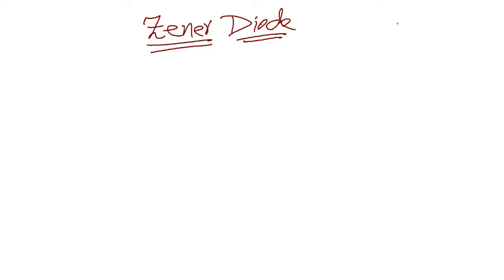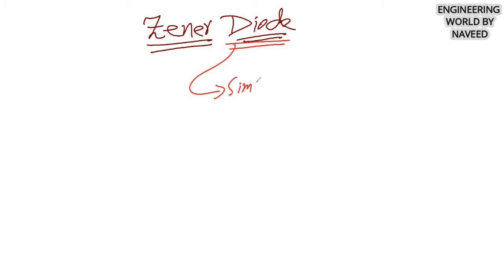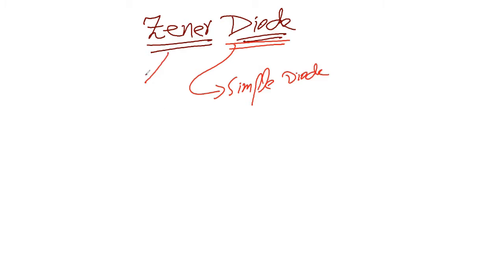So in today's class we will discuss the Zener diode. Zener diode is just like the simple diode, but it has only one different characteristic, and that is its reverse characteristic. So how is that different? We will discuss that in today's topic.